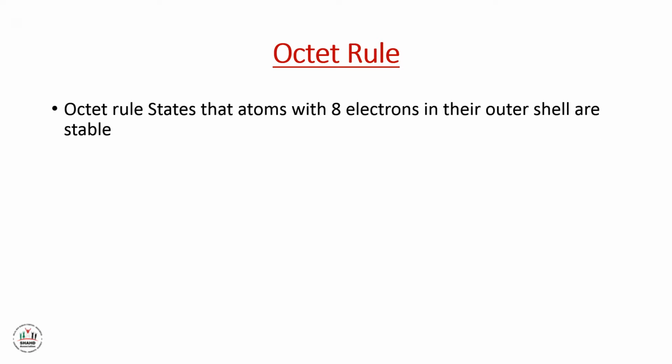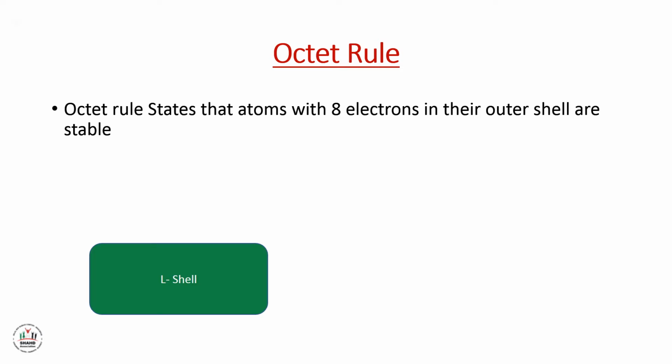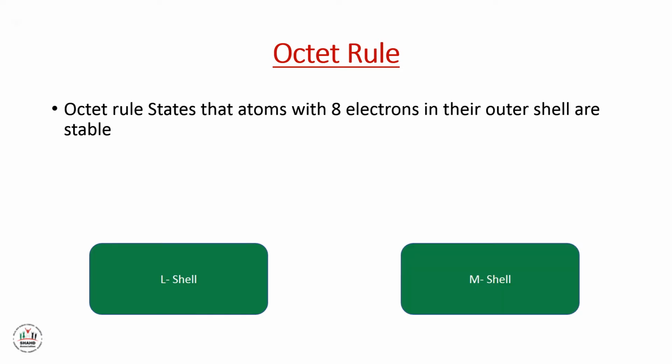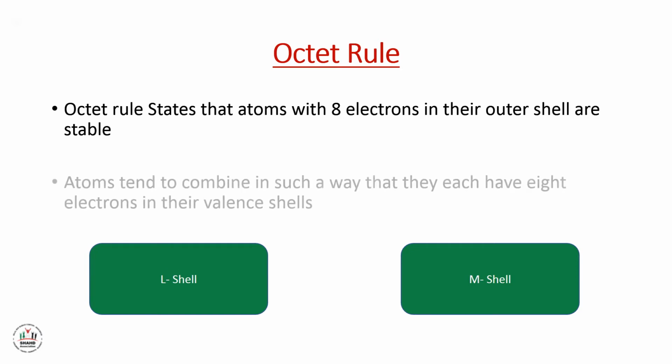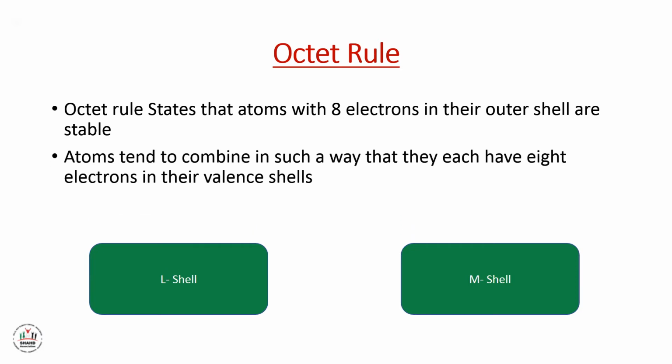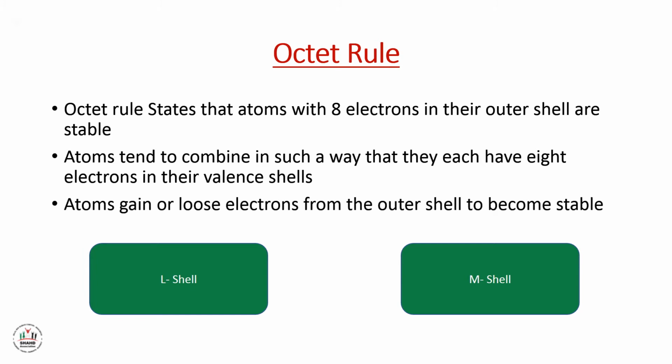Let's now start with the rules of stability. The first one is the Octet Rule. The Octet Rule states that atoms with 8 electrons in their outer shell are stable. This applies for the L shell and the M shell. So atoms tend to combine in such a way that each has 8 electrons in its valence shell. Atoms gain or lose electrons from the outer shell to become stable.